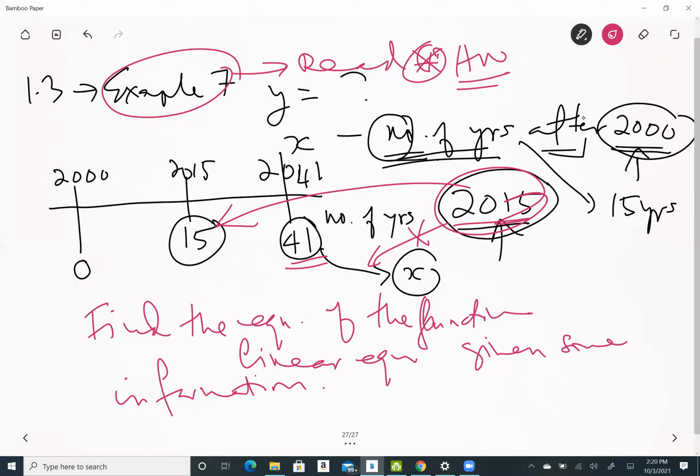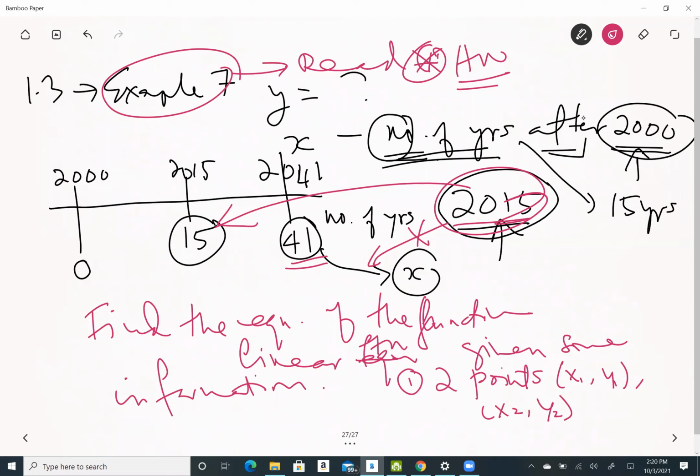We want to find the equation of the linear function, given some information. These are the possibilities. Number 1, we are given 2 points on the line. In other words, you are given x1, y1, and x2, y2.